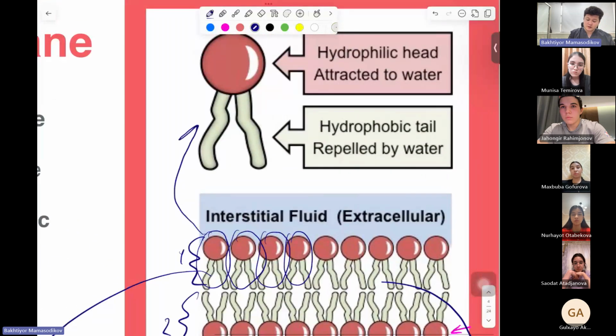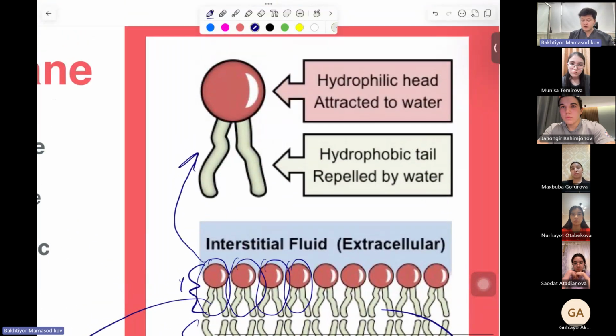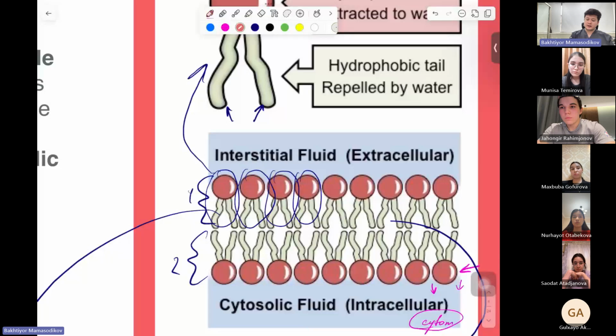Let's see what kind of structures there are in a phospholipid. I'm going to take one and explain it to you. Each phospholipid has a head. This is the head of the phospholipid. And we have the tail. This is the tail of the phospholipid. As you can see here, the tails are located in the middle.